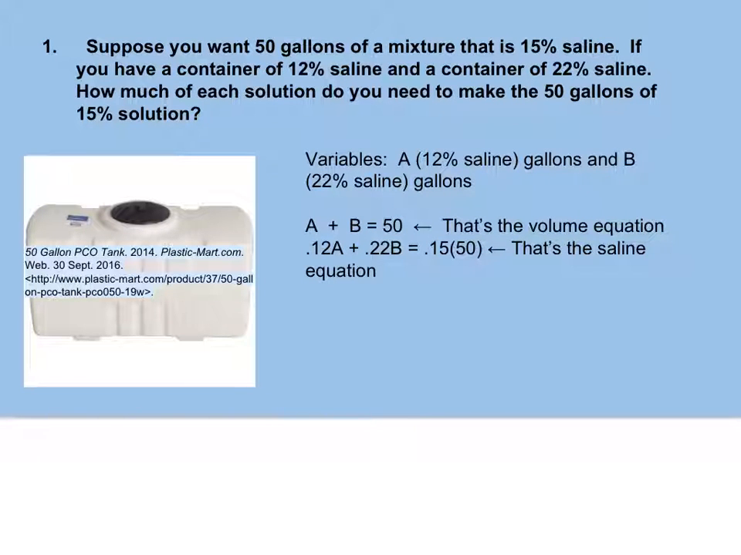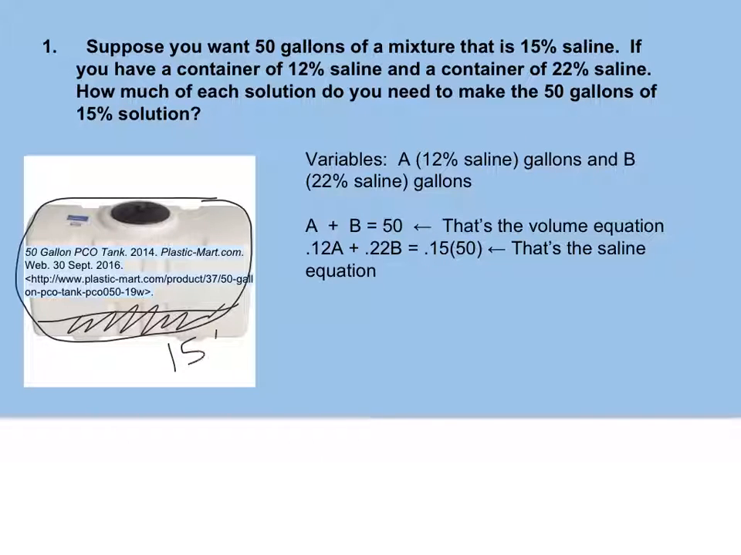So first example, suppose you want 50 gallons of a mixture that is 15% saline. So you have this 50-gallon tank over here, and you only want 15% of it to be saline. If you have a container of 12% saline and a container of 22% saline, how much of each do you need to make the 50 gallons of 15% saline?